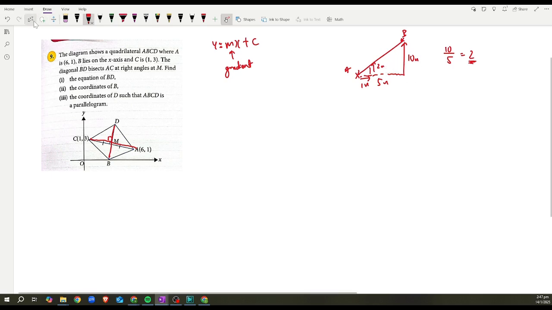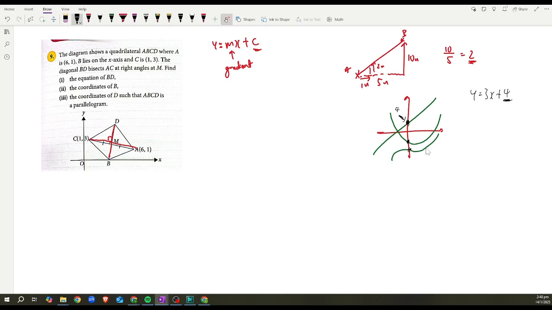And then c is the y-intercept. For example, if you have any graph cutting across the y-axis, the point where it cuts the y-axis is the y-intercept. So for a linear graph like y equals 3x plus 4, 4 is the y-intercept. To find the equation of any line, you just need to know the gradient and a single point on the line.